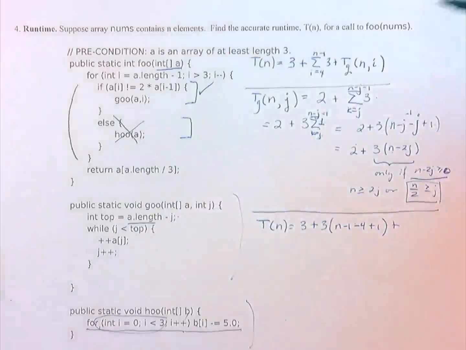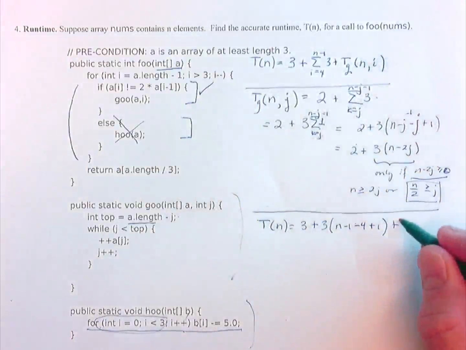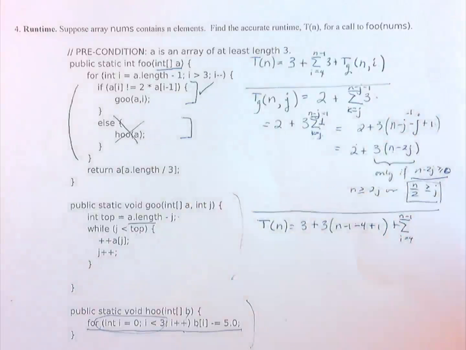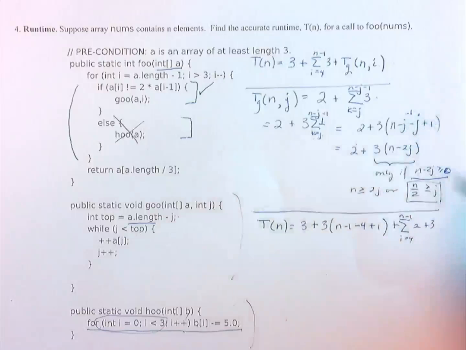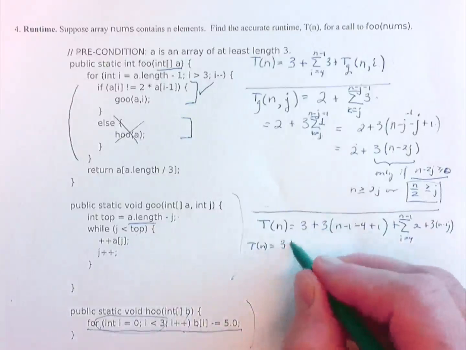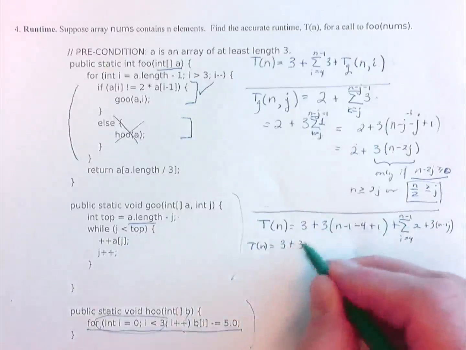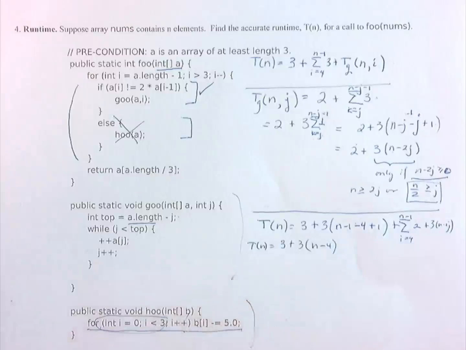Plus this TG sum, okay? And that TG sum is still within here. So it's i equals 4 to n minus 1, and the TG sum is this whole thing over here, 2 plus 3 times n minus 2j. I think I'm running off my page here, so I've got to be careful. Let us do a little bit of algebra. We get 3 plus, and here we get 3 times n minus 5 plus 1. That sounds like n minus 4 to me.